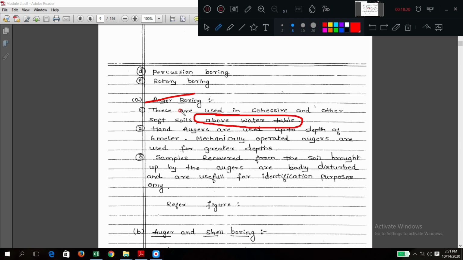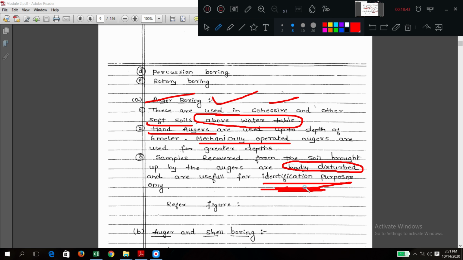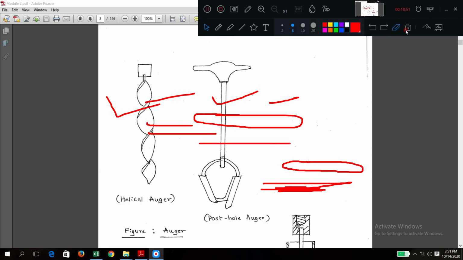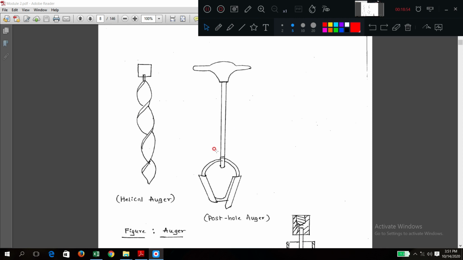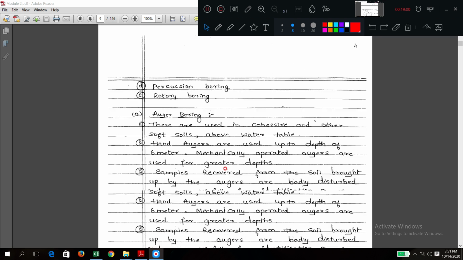So for auger boring, what are the points? Above the water table, only this method is suitable. It can be used for cohesive soft soil. Both types of mechanisms are used: for lesser depth, hand augers; for greater depth, mechanical augers. Whatever samples you get are in a disturbed condition and are used only for identification purposes. These two are the reference diagrams. I will give everything, but concentrate on the lecture first. Attend all the videos.